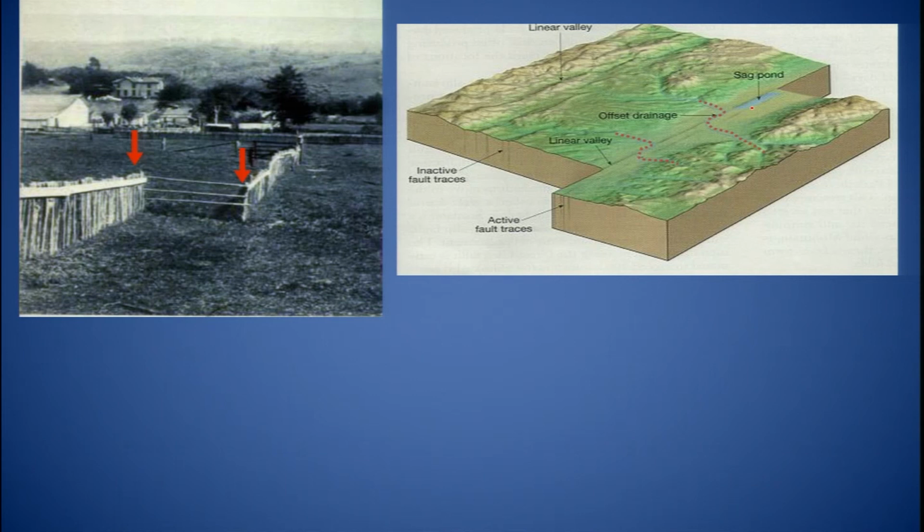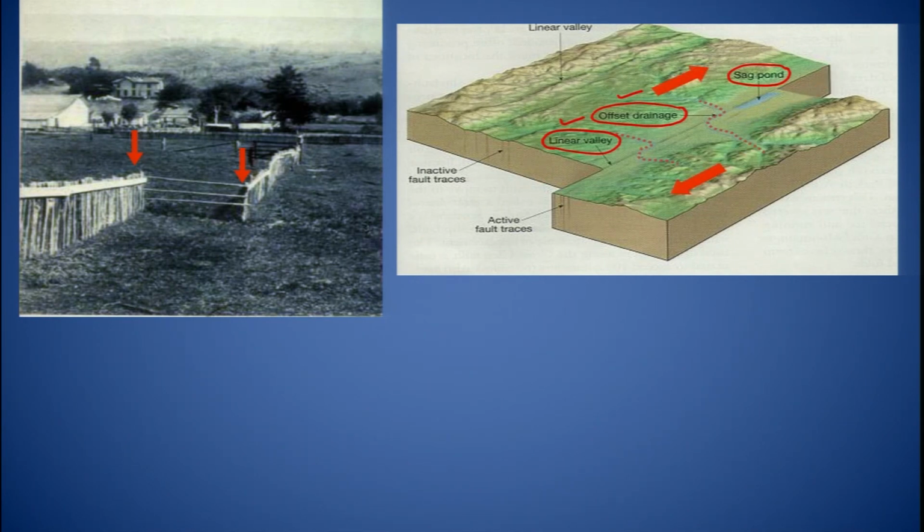So the most common and important features which we will pick up to classify that this is a strike slip active fault are these three features. Okay. So if you are able to see the sag ponds, the offset of streams and the formation of a linear valley, these are the most important ones.